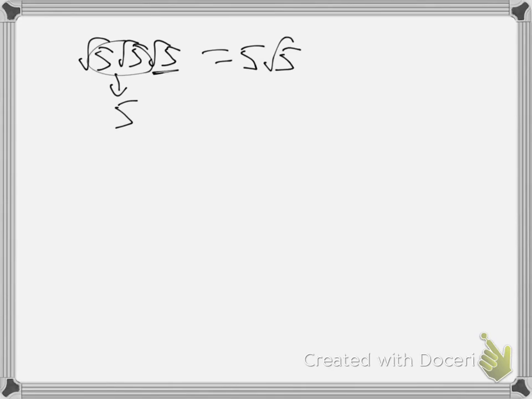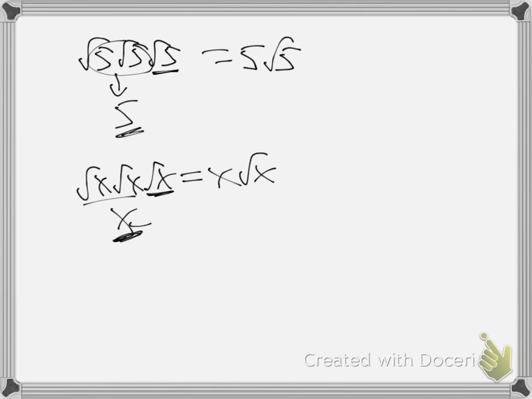You want me to come back over here and do a little bit more? So if I have 3 root 5s, remember 2 in, 1 out. So there'll be 1 5 out, and the other root 5 just stays in. Same thing with the root x's, right? Root x to the third, 2 x's in, 1 out. So this guy's here, and this guy's here. So x root x is what that equals. Good?